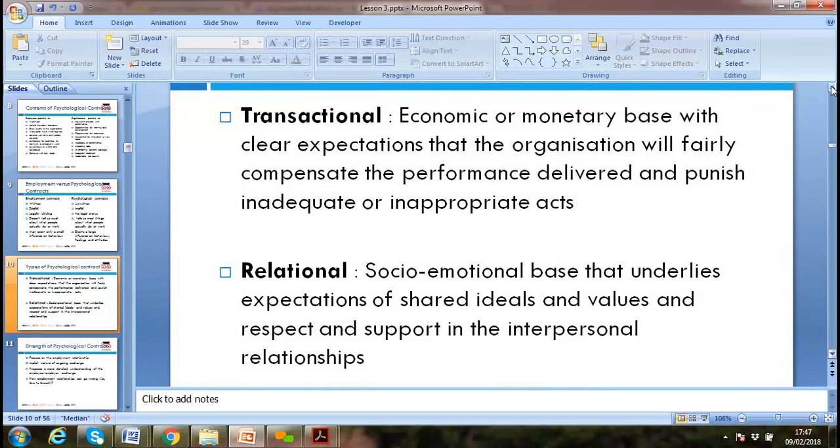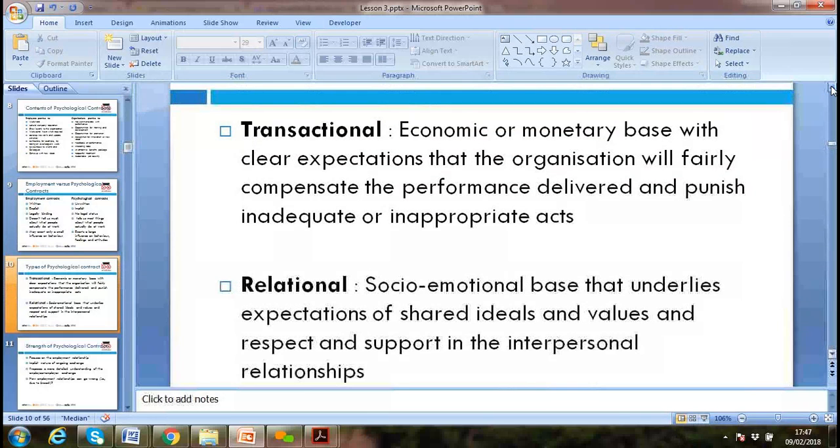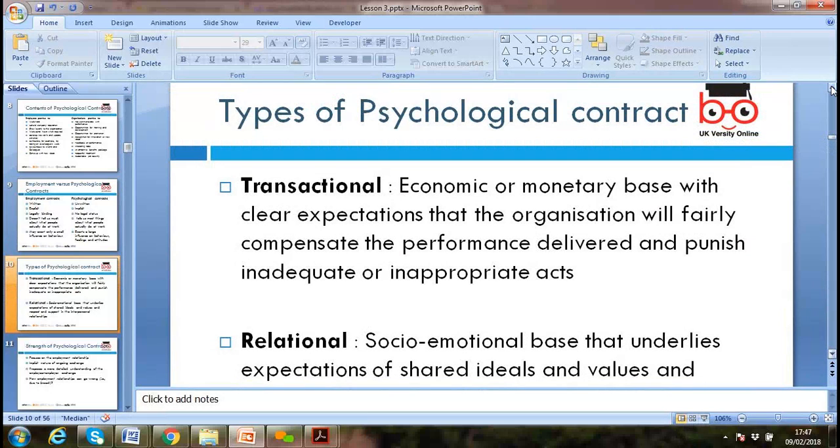Okay. Transactional, economic or monetary based. One type of psychological contract could be transactional, economic or monetary based, with a clear expectation that the organization will fairly compensate the performance delivered and punish inadequate or inappropriate acts. That comes under the transactional. Does it make sense?